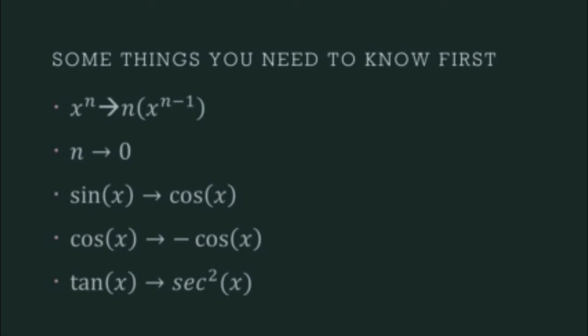So sine x always goes to cos of x, which in turn goes to negative cos of x. Cos of x, in my opinion, is especially easy to remember.